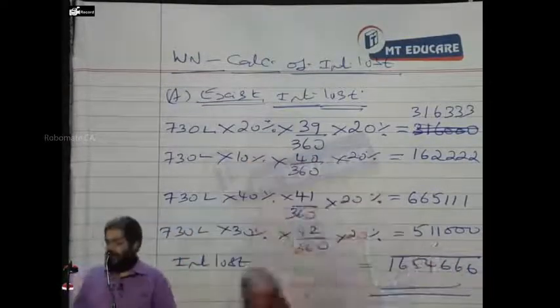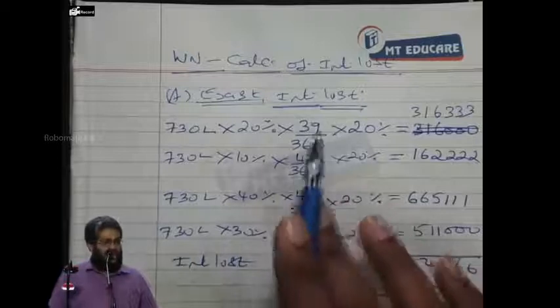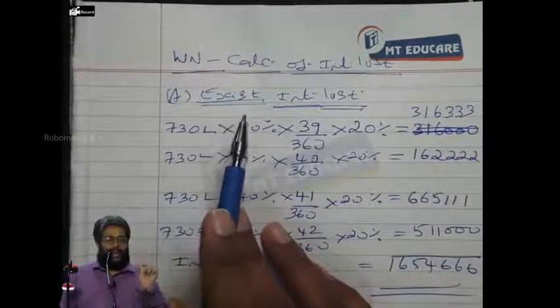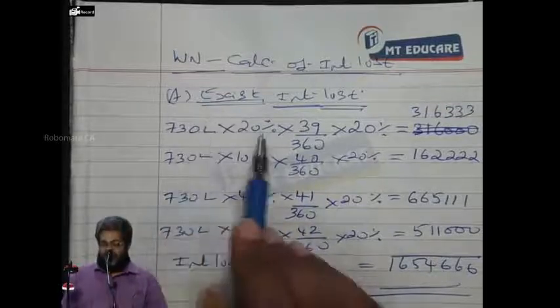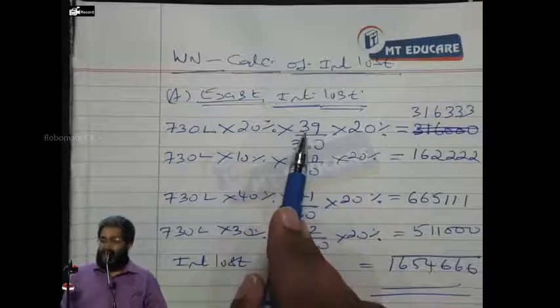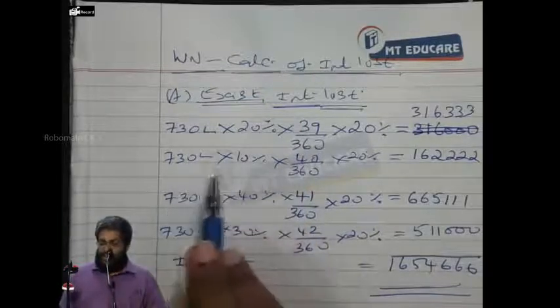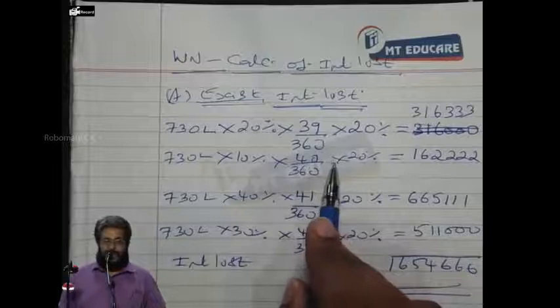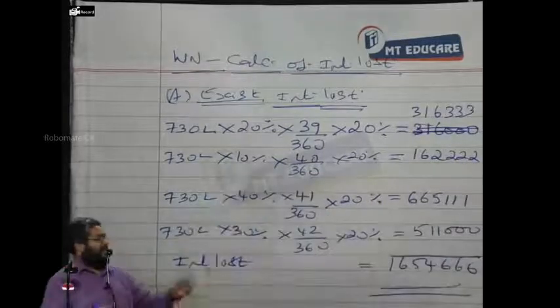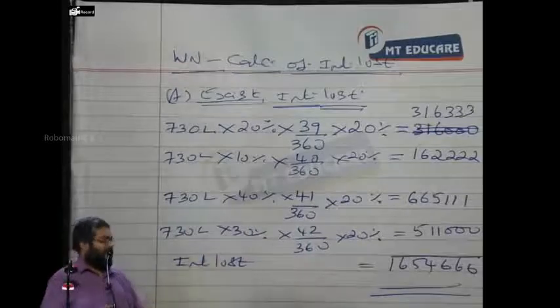Is everybody following? Did you understand the calculation? Very simple. Earlier, for entire sales, we had one debt collection period. In this case, for 20% of my sales, the debt collection period is 39 days. For another 10% of my sales, the DCP is 40 days, and so on. Hence, I am forced to calculate elaborately the interest lost on investment in debtors. Do you have the clarity or not?